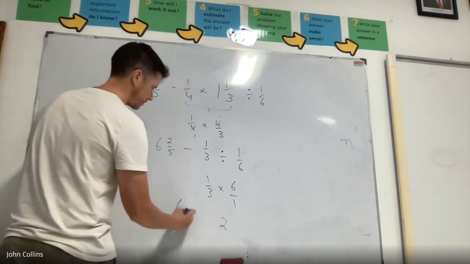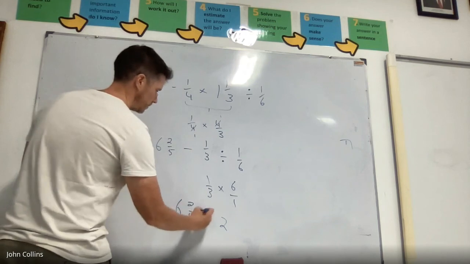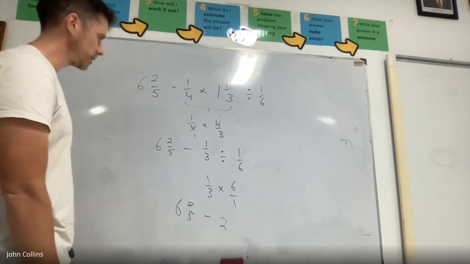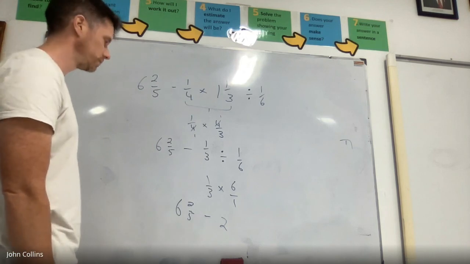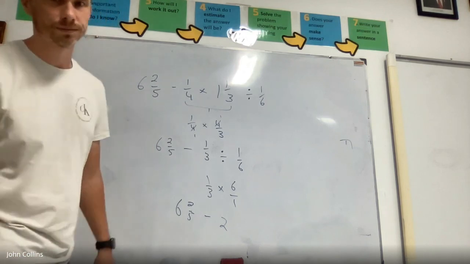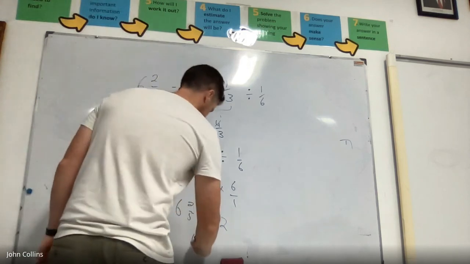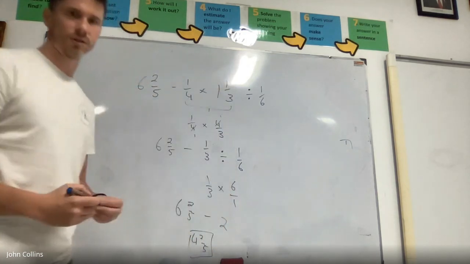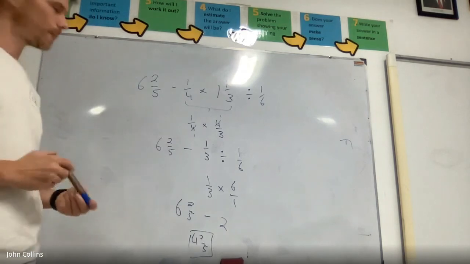So it's 6 now, and 2/5 still. Take away 2. We've simplified, and we're down to this. So 6 and 2/5, take away 2 wholes. That's just going to be 4 and 2/5, isn't it? Don't need to make it more complicated. The answer to that one is 4 and 2/5.